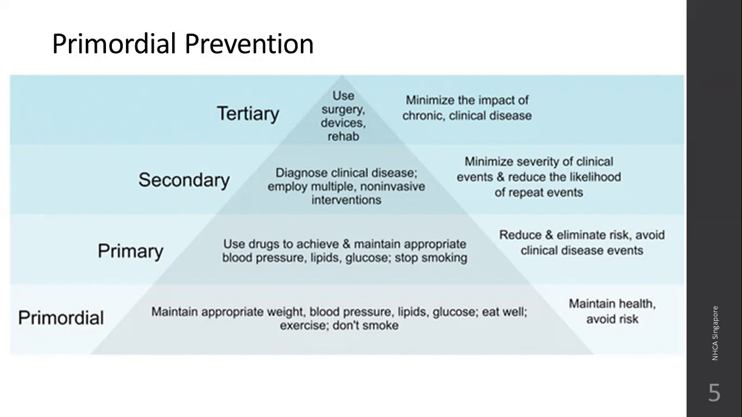Tertiary is minimizing the impact. You may have gone to a severe stage, but you don't want to die, or be a burden, or suffer even more. Here treatments are given, surgical treatments, some devices put, rehabilitation if you are addicted to something. These all come in tertiary care. So these are the different stages of prevention. Primordial is maintaining and avoiding risk in all ways possible, usually based on your genetic counseling information.